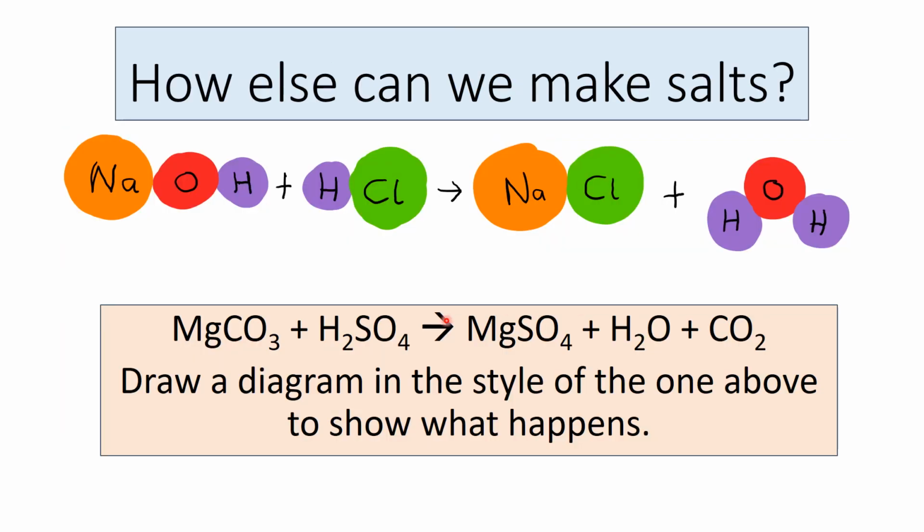So I showed you this equation at the start, this little visual way of representing the reaction between sodium hydroxide and hydrochloric acid to form sodium chloride and water. I'd like you to give it a go, drawing a diagram in this particular style for this particular reaction: the reaction between magnesium carbonate and sulfuric acid forming magnesium sulfate, water and carbon dioxide. Pause the video to draw a diagram to show what happens, and we'll run through the answer shortly.